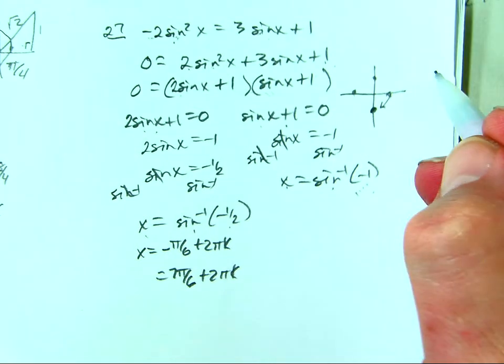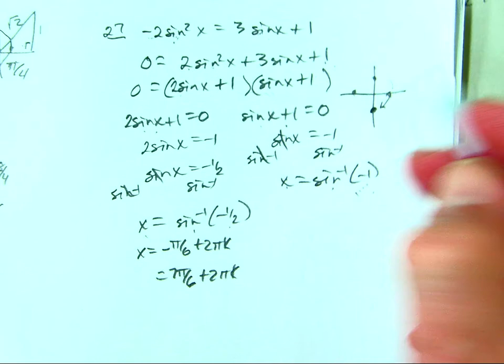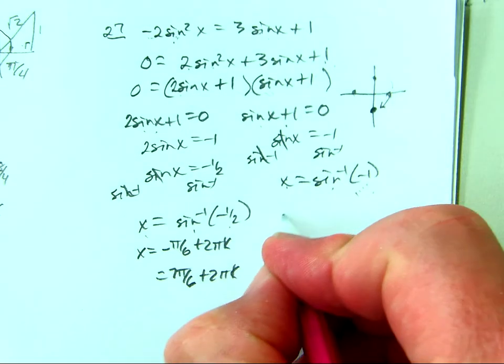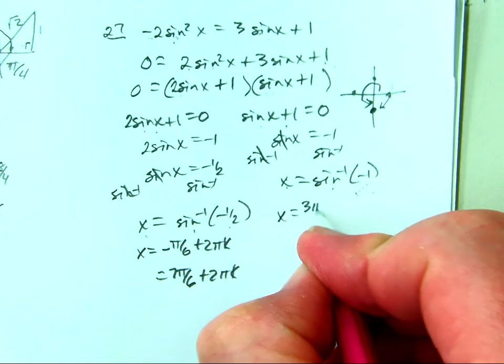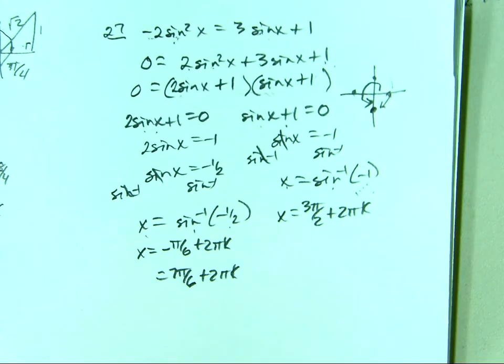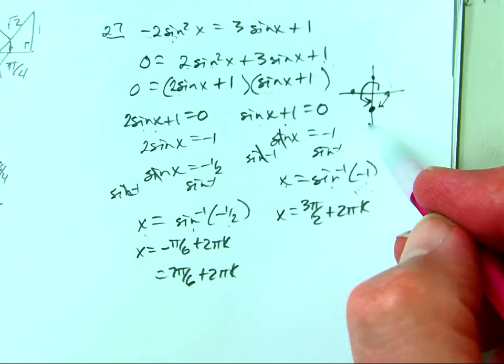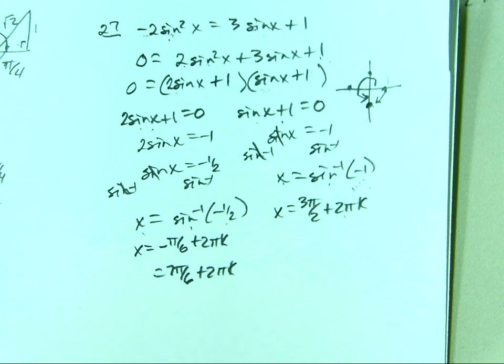So our answer is, you could use negative pi over 2, you could use 3 pi over 2, either one is fine. Let's go all the way around and call that 3 pi over 2 plus 2 pi k. Now normally we have 2 quadrants for sine, but since this is quadrantal and that's the only place where it equals negative 1, here we just have one answer.